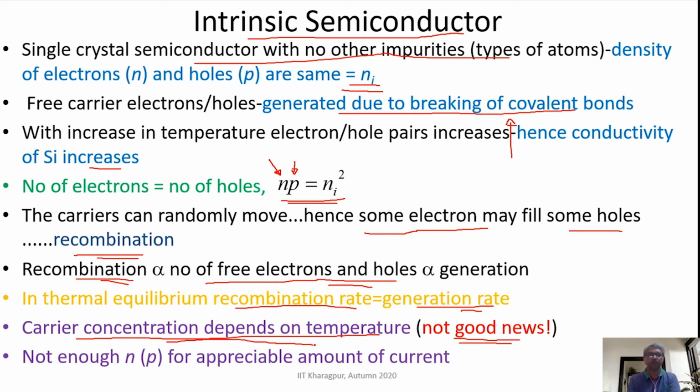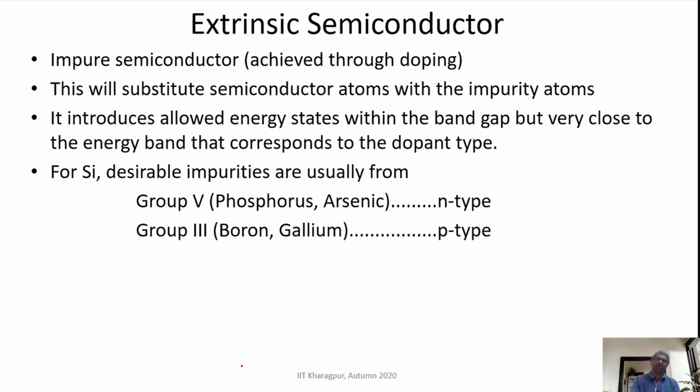Another point I mentioned before is that the carrier concentration is not enough in an intrinsic semiconductor, because it is only around 10 to the power 10 per centimeter cube at room temperature in the case of silicon. Okay, let's move to extrinsic semiconductor.